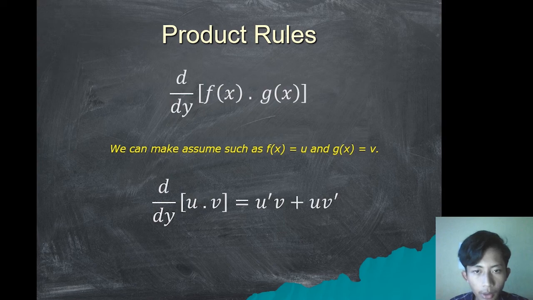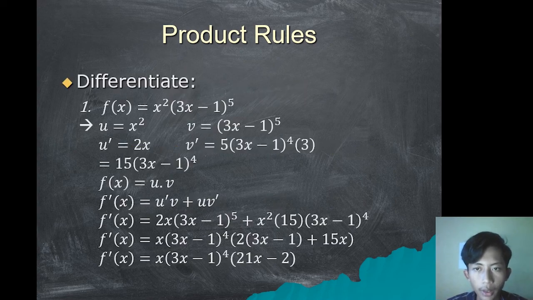We can make assumptions as f(x) is equal to u and h(x) is equal to v. And then we got u prime v plus u v prime. For example, differentiate f(x) is equal to x squared multiplied by (3x minus 1) to the power of 5. We can make u is equal to x squared and u prime is equal to 2x. v is equal to (3x minus 1) to the power of 5, and v prime is equal to 5 multiplied by (3x minus 1) to the power of 4 multiplied by 3, or is equal to 15 multiplied by (3x minus 1) to the power of 4.